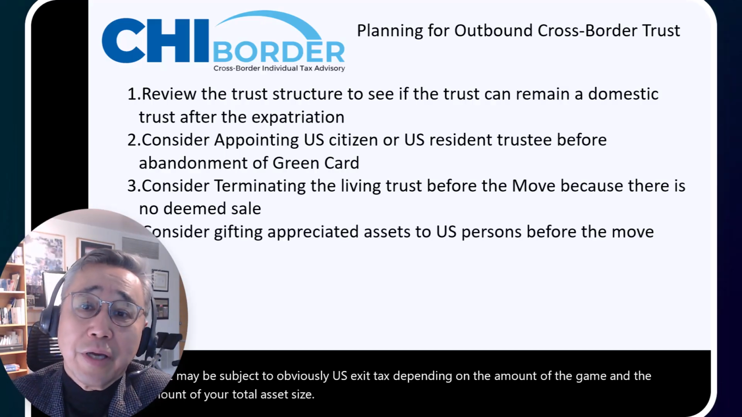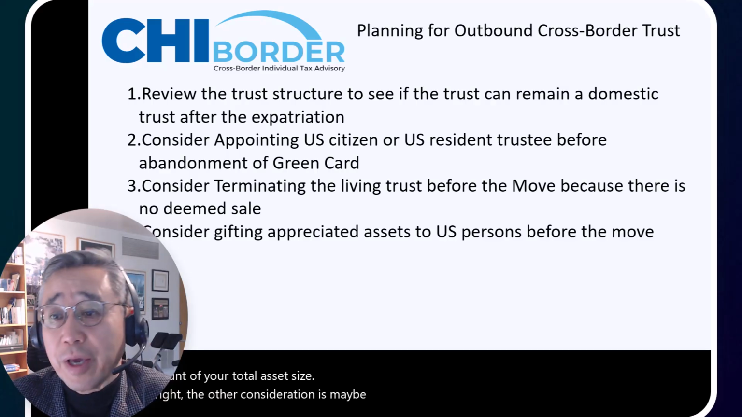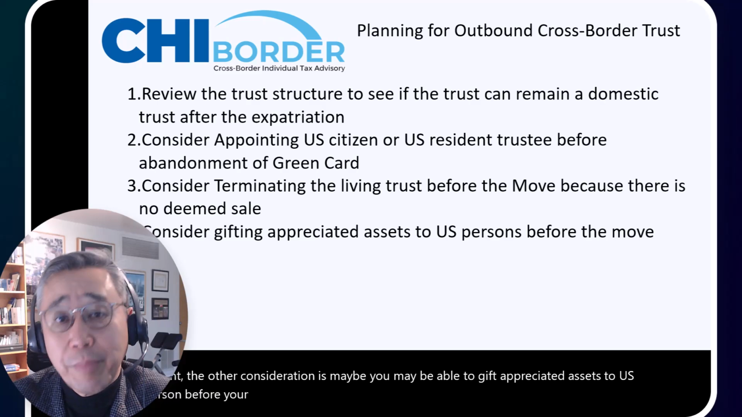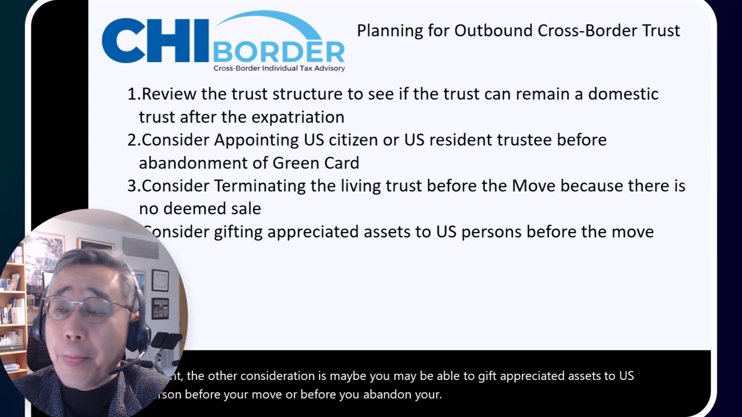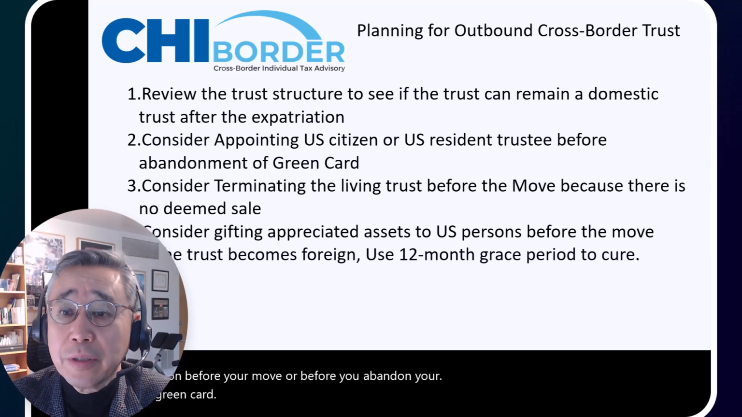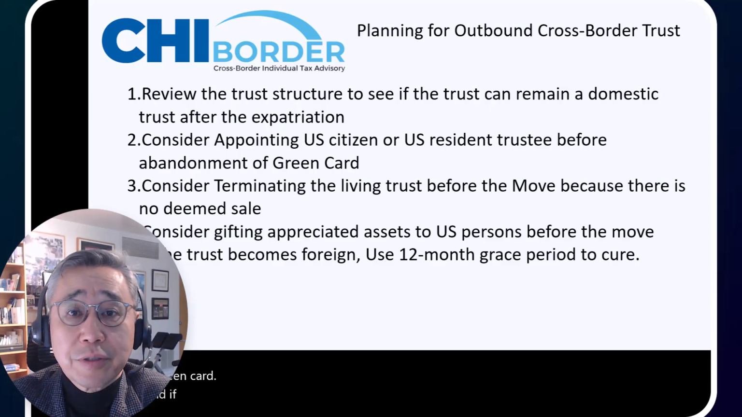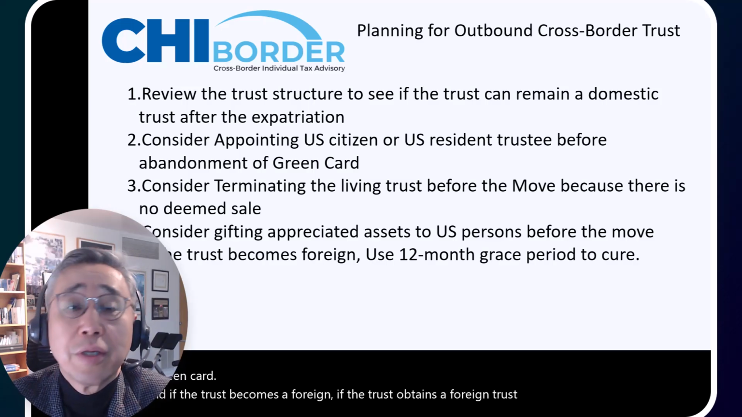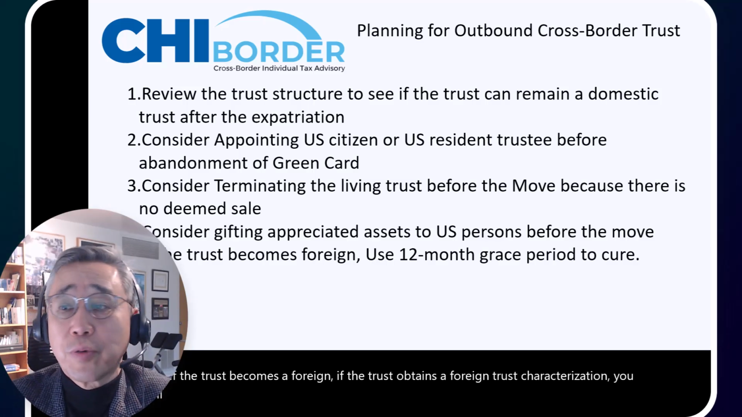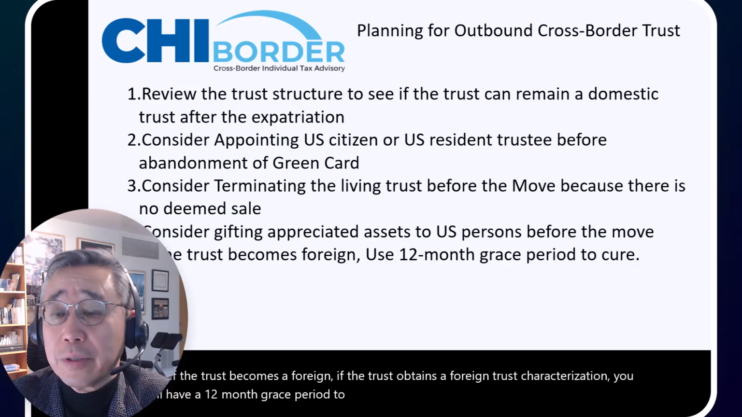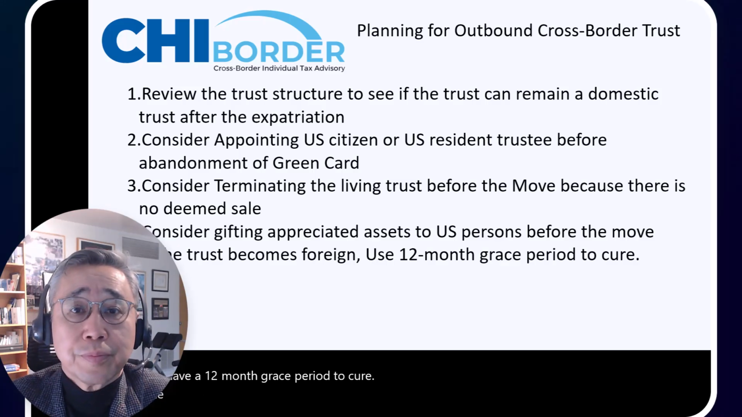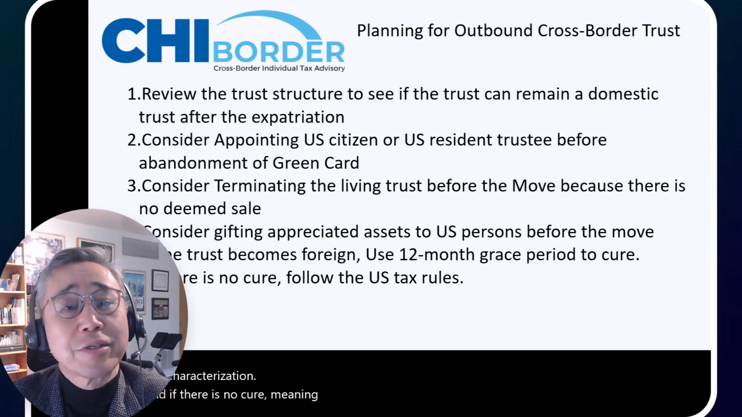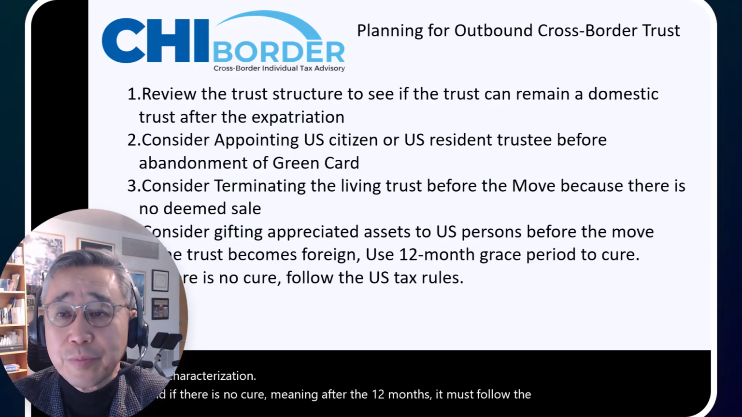All right. The other consideration is that you may be able to gift appreciated assets to a U.S. person before your move or before you abandon your green card. And if the trust obtains a foreign trust characterization, you still have a 12 months grace period to cure the characterization. And if there is no cure, meaning after the 12 months, you must follow the US tax rules.